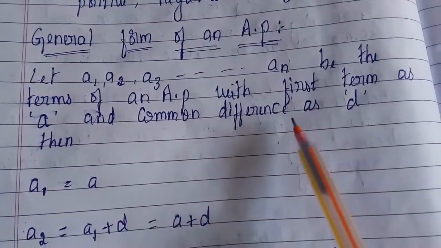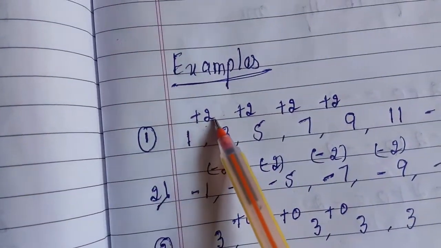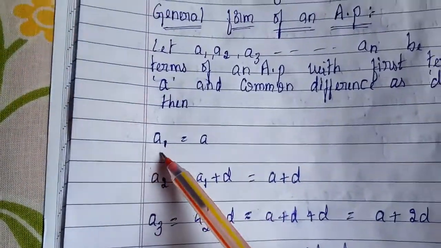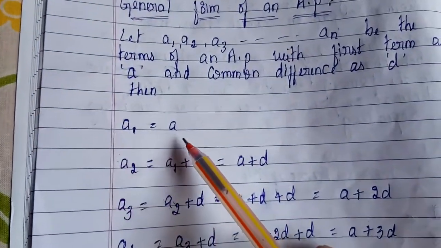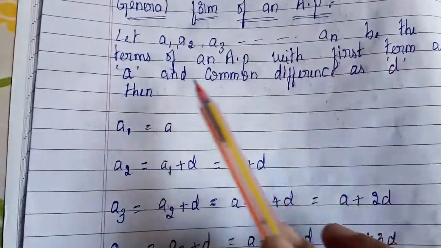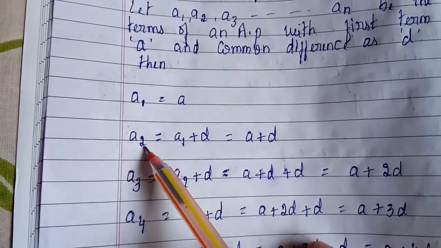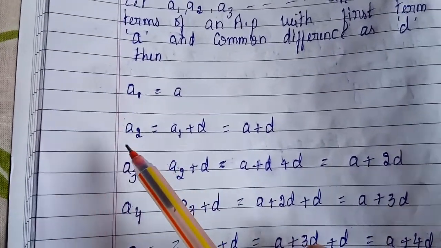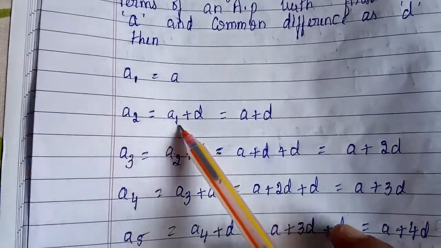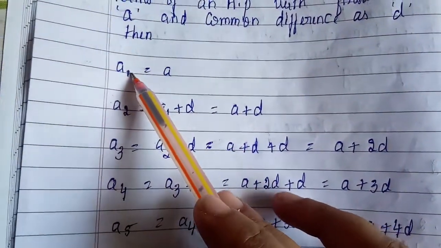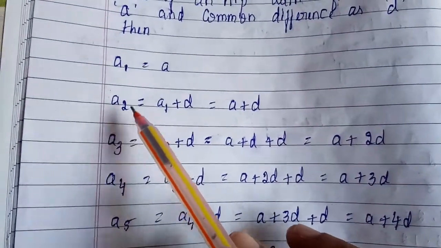and the common difference as D. That is, here you can see the common difference, plus 2 is D here, minus 2 is D here, and here 0 is D. So A1 means what? A1 is the first term. So already I told you the first term as A. So A1 can be written as A. Next, the second term. How will you obtain the second number? A2 can be written as A1 plus D. That is, by adding the common difference to the first number, we get the second number.